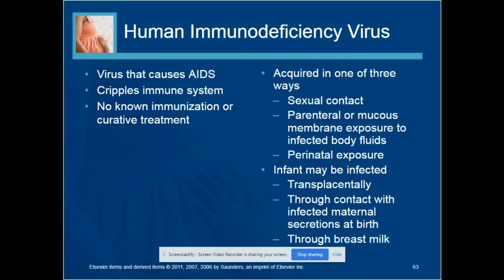Human immunodeficiency virus is HIV. It is the virus that causes AIDS. It cripples the immune system, and there is no known immunization or curative treatment. You can acquire HIV in one of three ways: sexual contact, parenteral or mucous membrane exposure to body fluids, or perinatal exposure. The infant may be infected transplacentally, so through the placenta, or through contact with infected maternal secretions at birth. It could even transfer through breast milk.